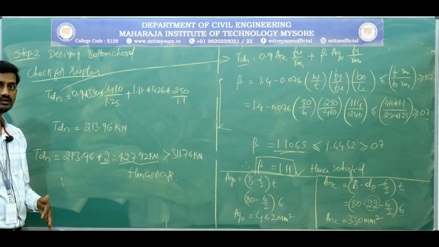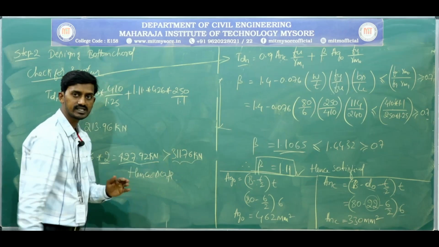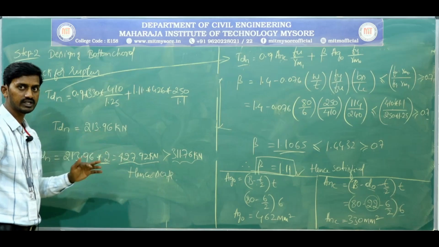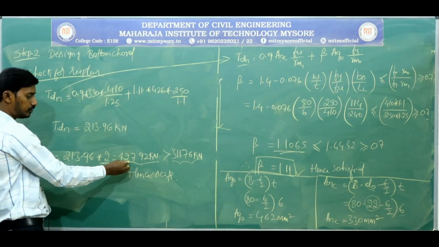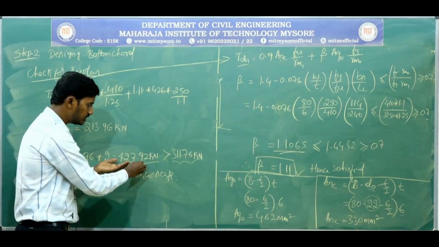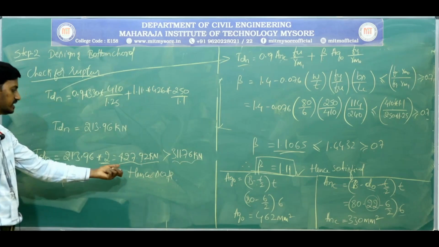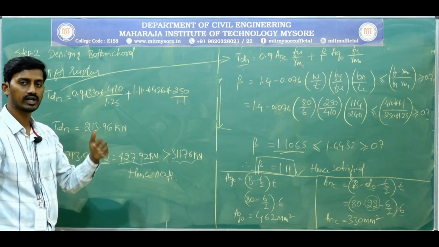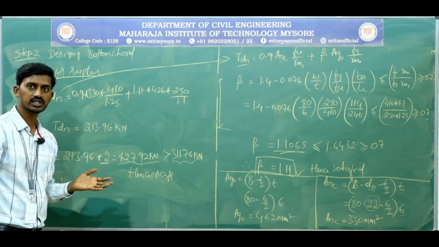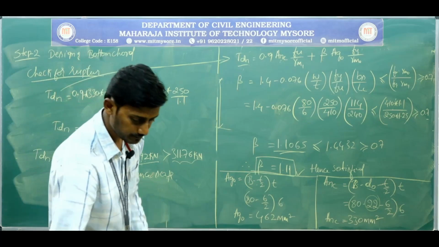What is the actual force coming? That is the factored load, 311.76 kilonewton, as per the given condition. So the resisting force in the rupture is how much? 427.92. So this is greater than 311.76. So it is safe in the rupture condition. The last condition is block shear failure. So let us check the block shear failure.